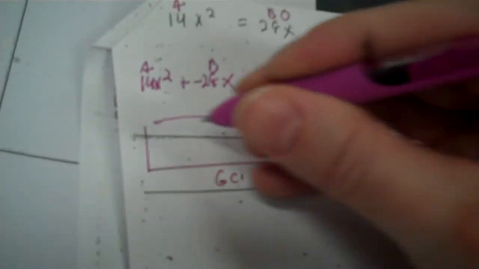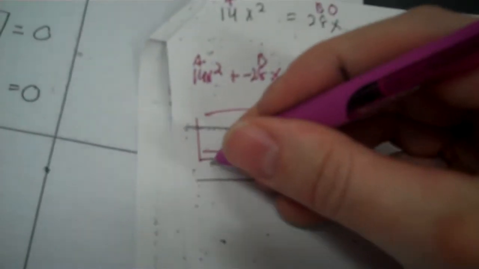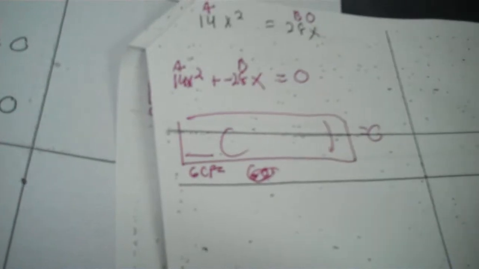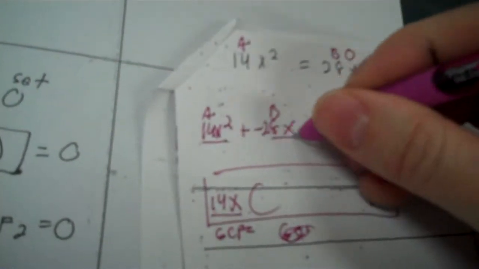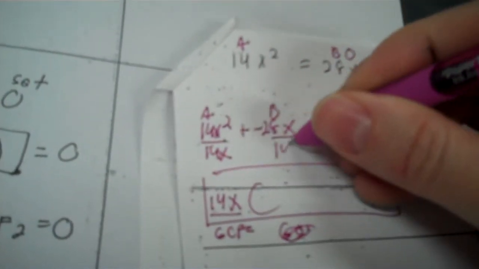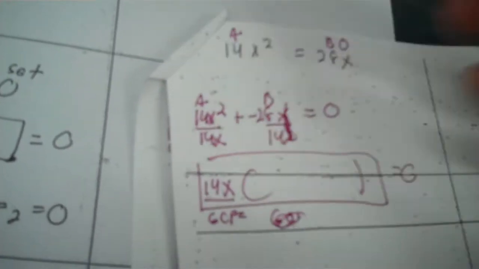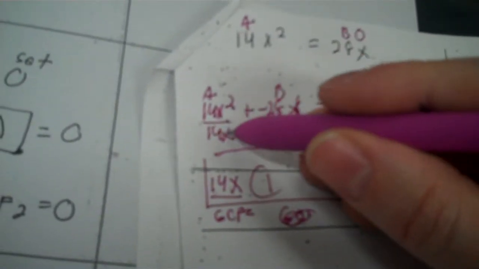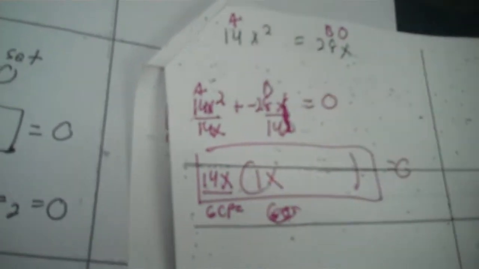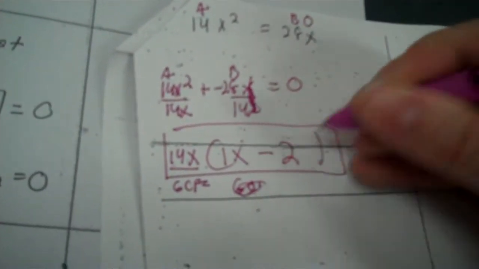So GCF, just like yesterday. Okay, 14 and 28. Well, that'll be 14. That works. And then x to the second, x would be x. Then I divide by 14x. So 14 divided by 14 is 1. X to the second divided by x is just x. Negative 28 divided by 14 is negative 2. So if you get a negative, you need to subtract 2 then.